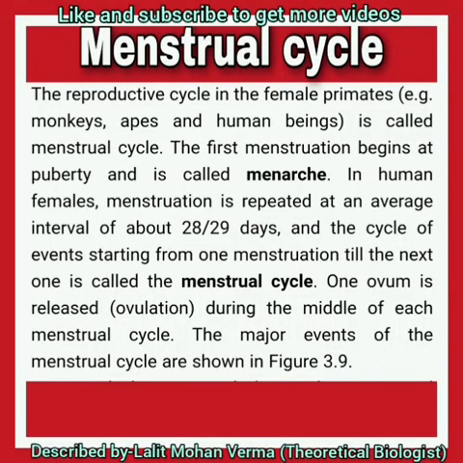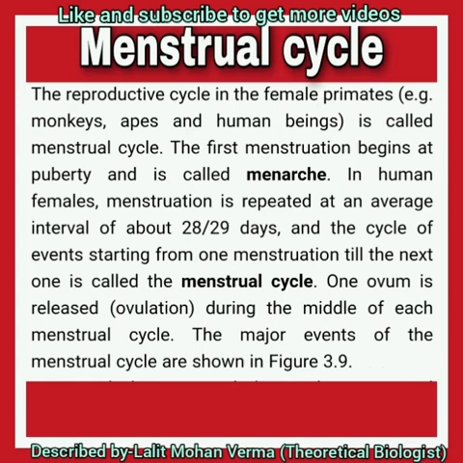Menstrual cycle. The reproductive cycle in the female primates, that is monkeys, apes, and human being. The first menstruation begins at puberty and is called menarche. In human female, menstruation is repeated at an average interval of about 28-29 days, that is a lunar cycle, and the cycle of events starting from one menstruation till the next one is called the menstrual cycle.